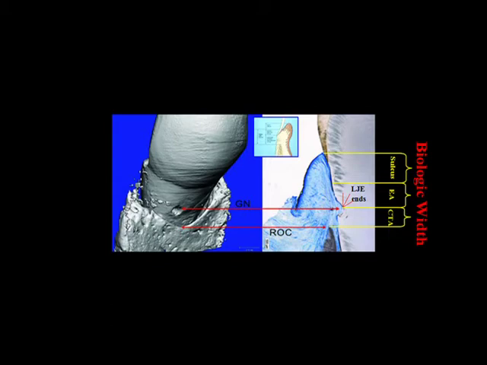Does that look familiar? You've got to have 1 millimeter of sulcus, 1 millimeter of our long junctional epithelium, 1 millimeter of our connective tissue. That's the biologic width. So it's physiologically impossible to grow any more bone than what we grew over that. Took me a while to figure that out.